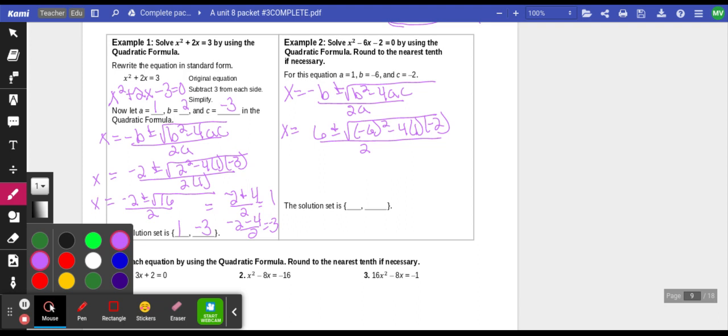over 2. Again, I'm going to simplify what's underneath my square root. So that's negative 6 squared is 36 plus 8. So that's 44 over 2. 44 is not a perfect square. So this tells me to the nearest tenth. So on my calculator, I'm going to do 6 plus the square root of 44 all over 2, and 6 minus the square root of 44 over 2. I'm going to do those to get my answers.